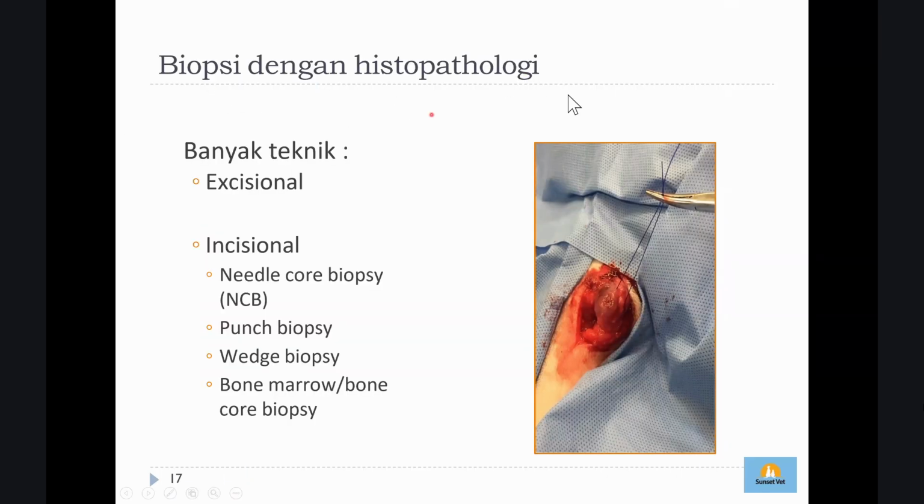And then for the biopsy and the histopathology, there are a lot of techniques that you can use. Usually you can use the excisional and the incisional. Excisional means you just remove it, you make the excision. And for the incisional, you can use either the punch biopsy, the wedge biopsy, needle core, or the bone marrow biopsy. Let's discuss it a little bit.